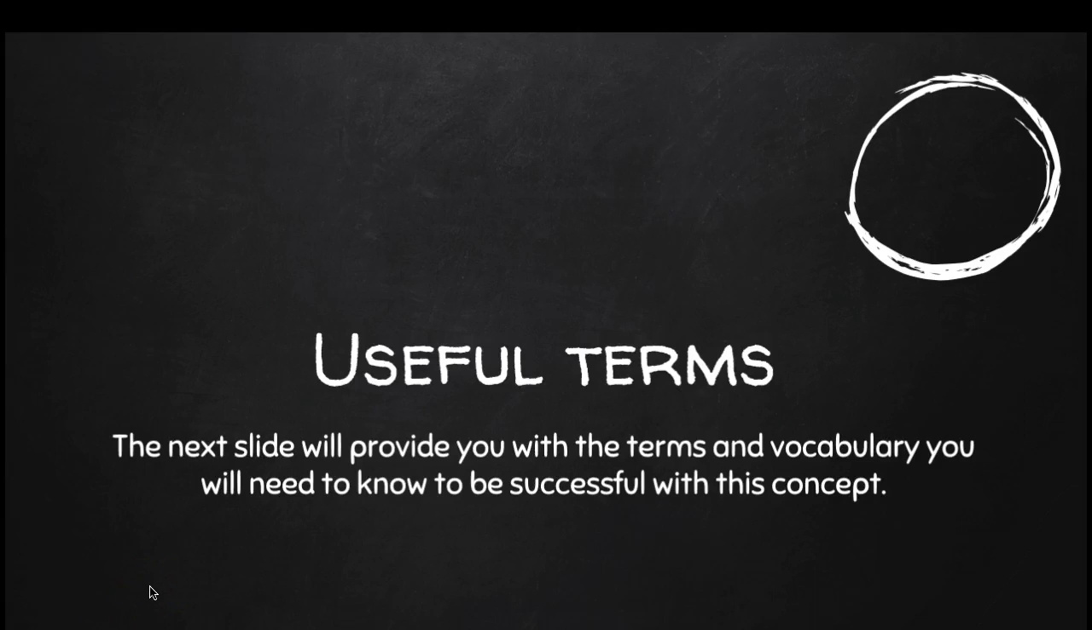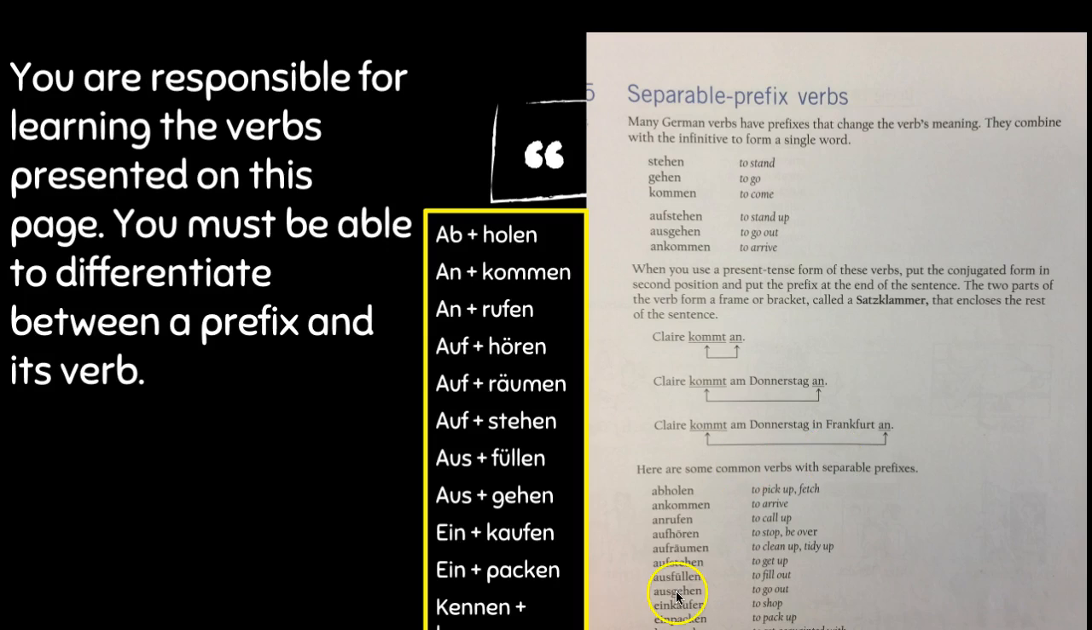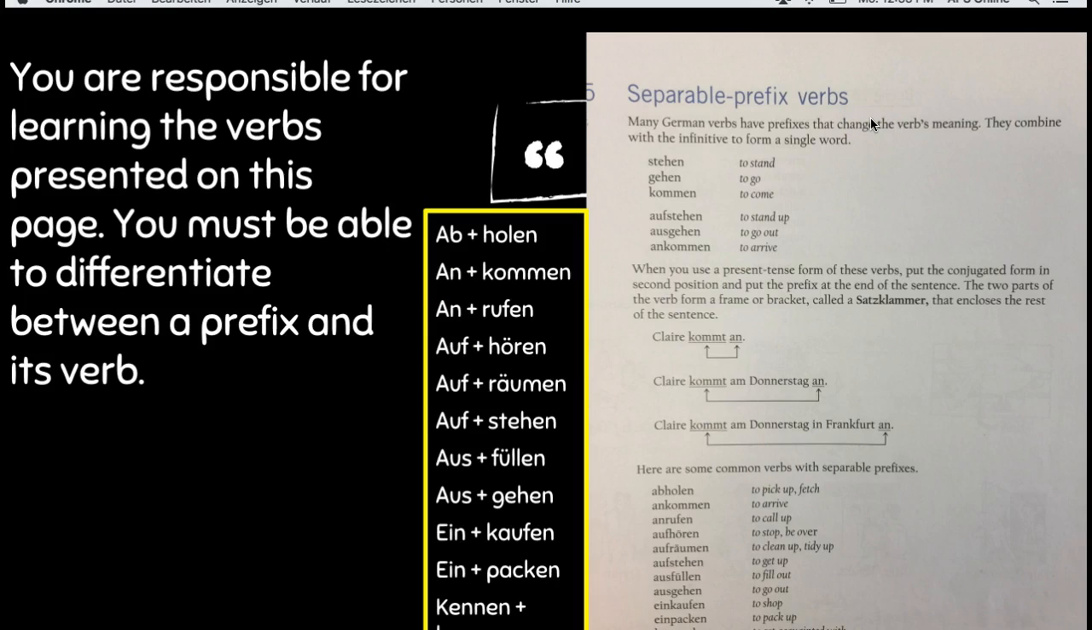First, we're going to go over some useful terms that will help us understand the concept of a separable prefix verb. So let's break down that word, separable prefix. We know what a verb is, and we know what a verb in German looks like. It looks like kommen. And it comes separable. In English we have prefixes, and you have ein, which often gets separated from the verb and goes to the end of the sentence, while the verb is conjugated in second position.